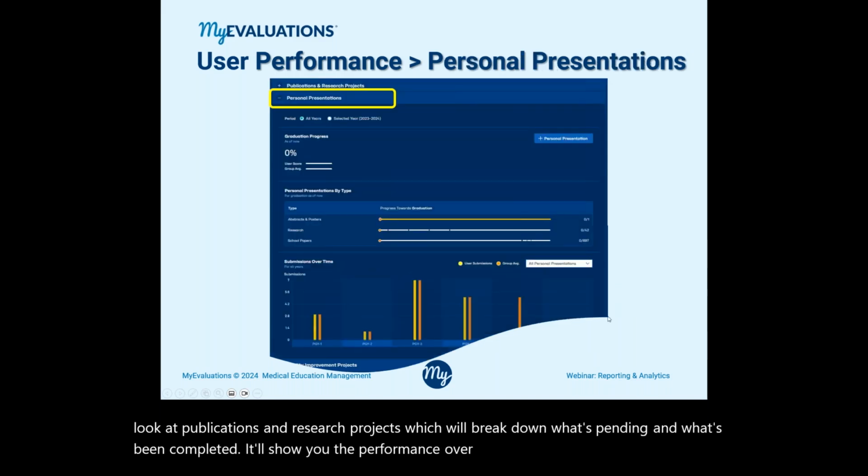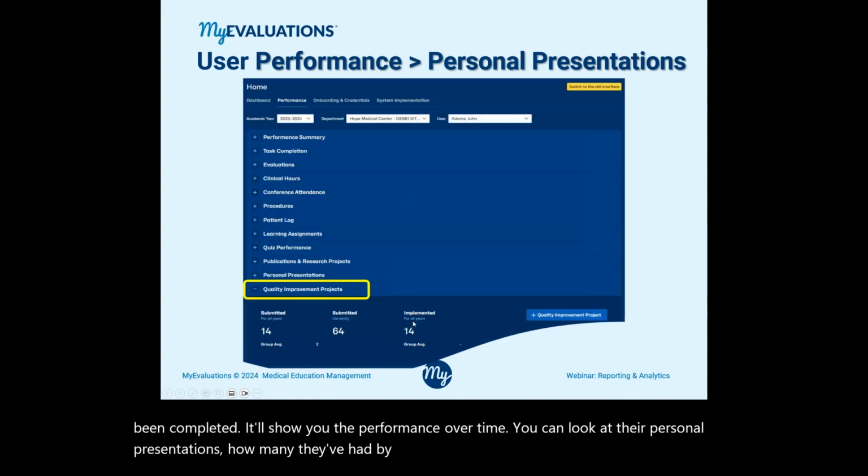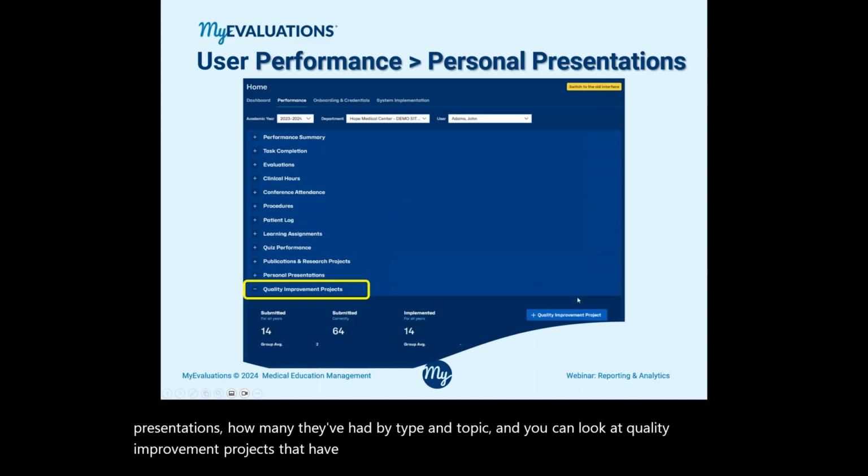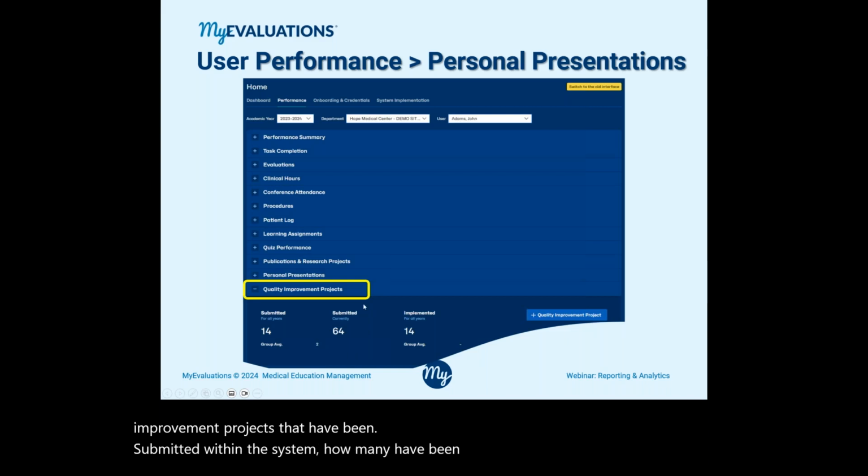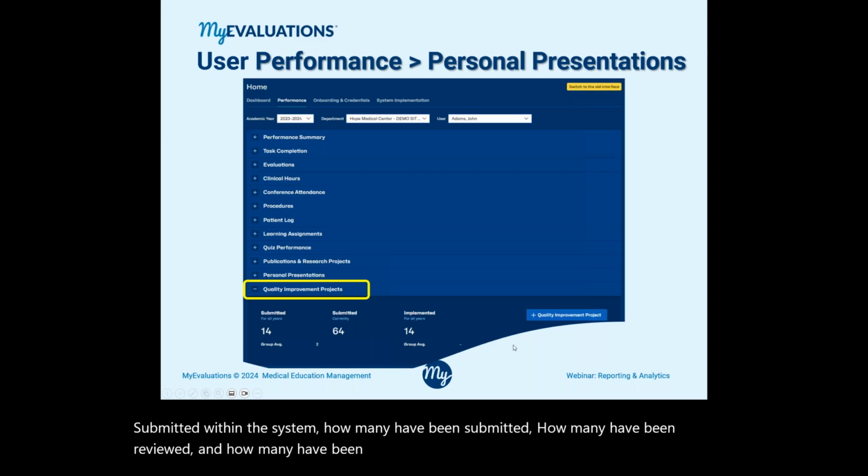You can look at their personal presentations, how many they've had by type and topic, and you can look at quality improvement projects that have been submitted within the system, how many have been submitted, how many have been reviewed, and how many have been implemented. So this is available to you in real time.